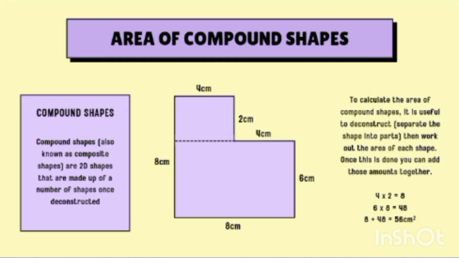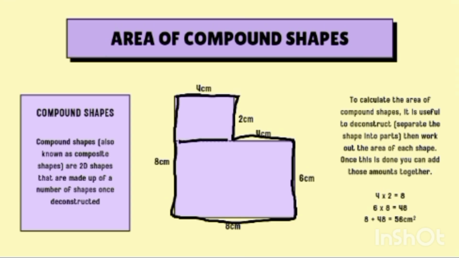Area of a compound shape. Let me tell you what a compound shape is. A compound shape, also known as a composite shape, is a 2D shape that is made up of a number of shapes once deconstructed. So these are shapes made by two or more shapes. As you can see, this is a compound shape because it is made up of two shapes, two rectangles.